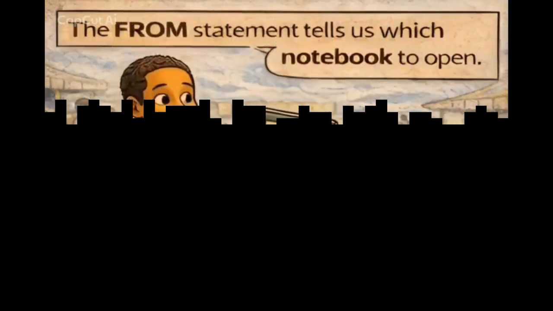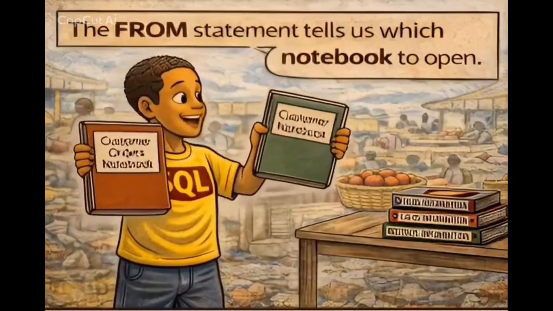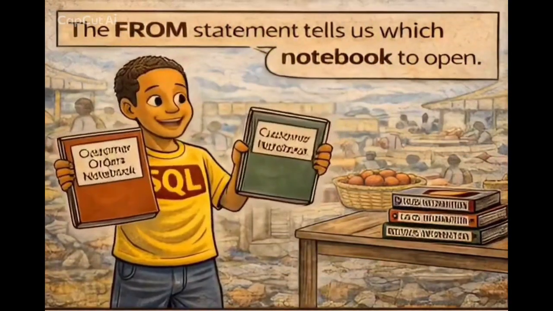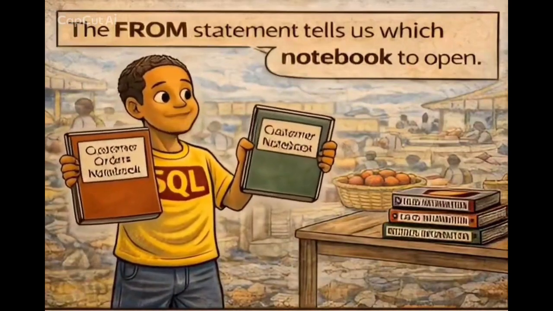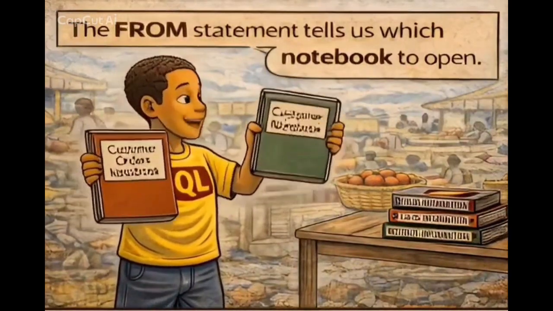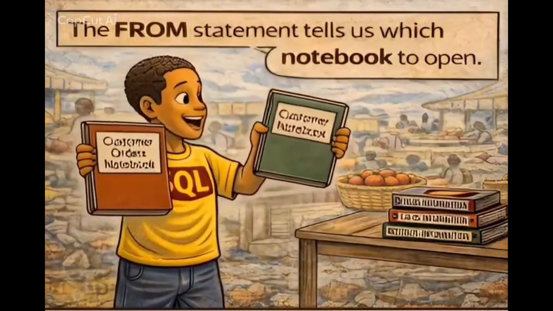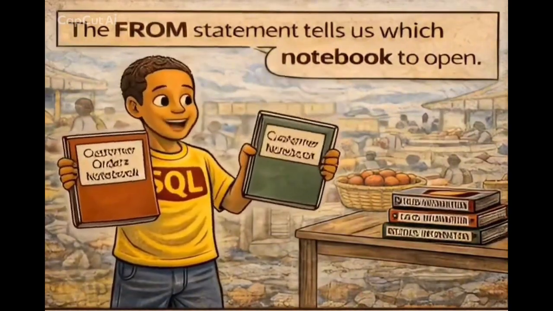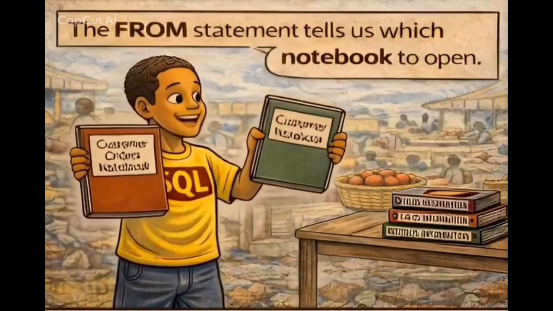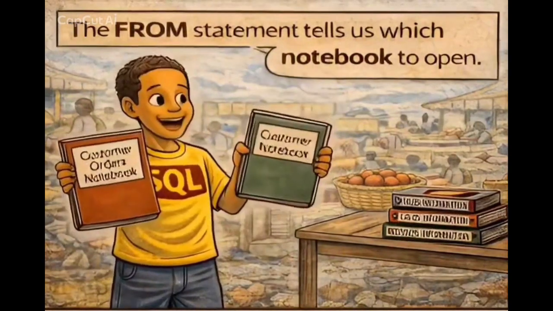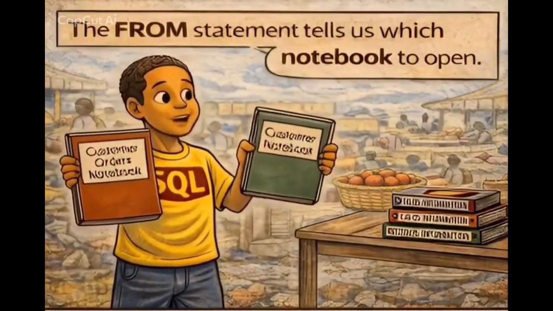All right, explorers, we already learned how the select statement tells us what information we want, but there is an important question we must answer first. Where is that information stored? In the market, traders write many things in different notebooks. My mom, Mama Tolu, has many notebooks for different things. So if we want the right information, we must first know which notebook to open.